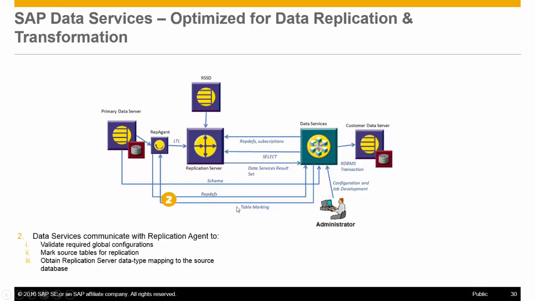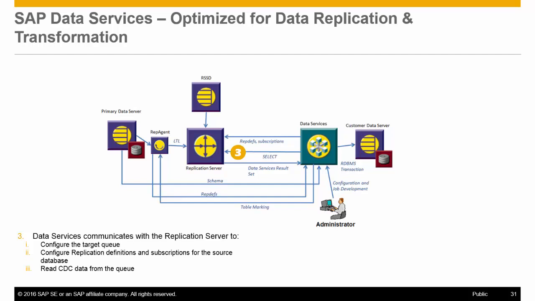The next step is data services will then communicate with the replication agent to validate that all the required global configurations are set up correctly, making sure the source tables are ready for replication, and also obtain the replication server data type mapping to the source database.